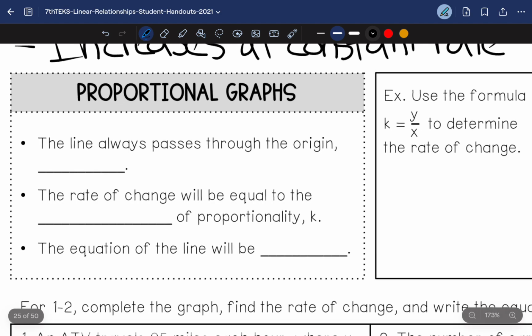Proportional graphs. The line always passes through the origin, which is located at 0, 0. That's the center of the graph. The rate of change will always be equal to the constant of proportionality, which is represented by the letter K. And then our equation of the line will always be y equals kx, where k represents that rate of change.